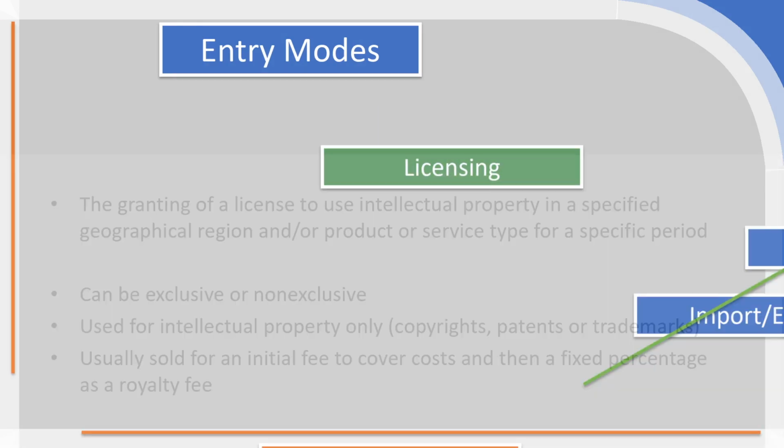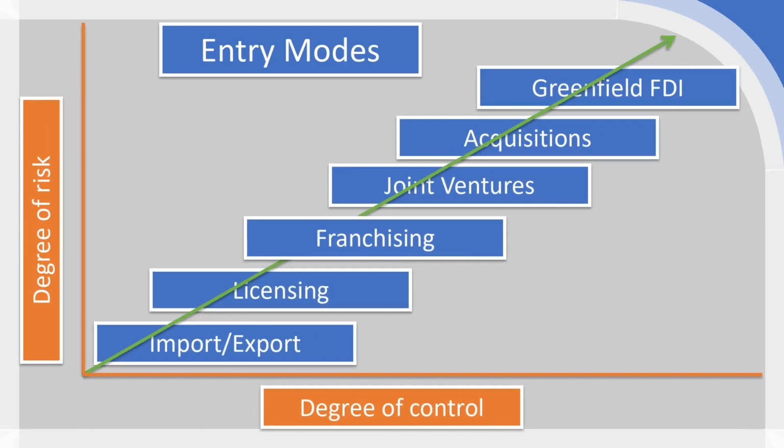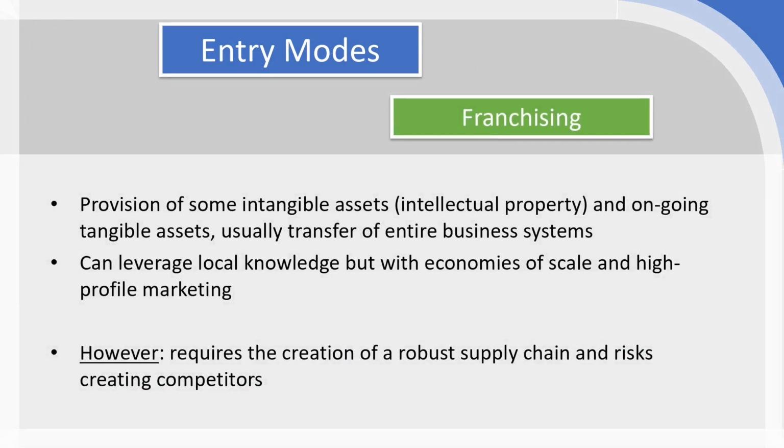So if we move on from licensing and look at the next entry mode, this is franchising. So again, slightly more control, but also a higher degree of risk as well. Franchising, even if you're not familiar with the term, you've almost certainly interacted with franchises of some kind.